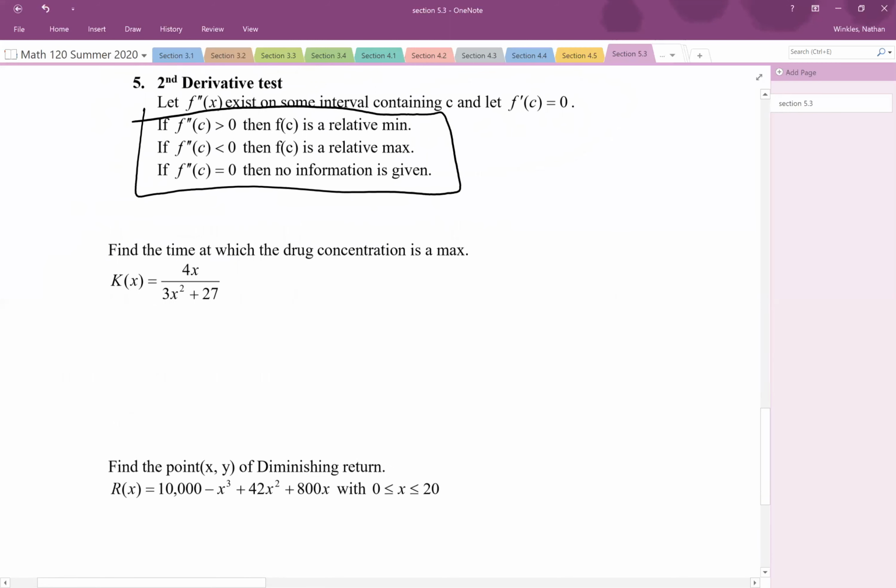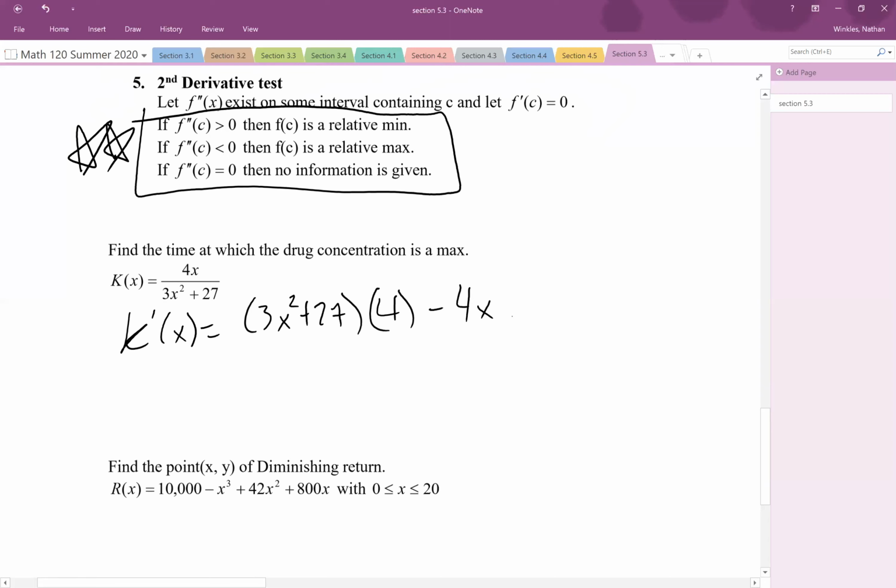So we're trying to find the time at which the drug concentration is a max. So you know what? We're going to use the second derivative test here. So k prime of x is 3x squared plus 27 times 4, so low d high minus high d low over the bottom squared.